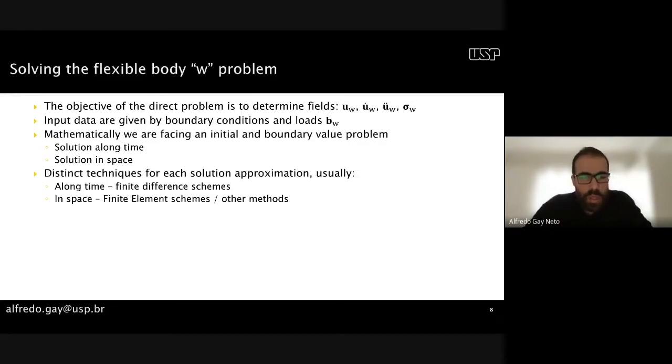So you have distinct strategies for solving such a kind of problem. Usually along time, you have finite difference schemes. In space, usually you have finite element schemes or other methods as well. Many methods exist. Recently, the virtual element method, meshless methods, you have many things.